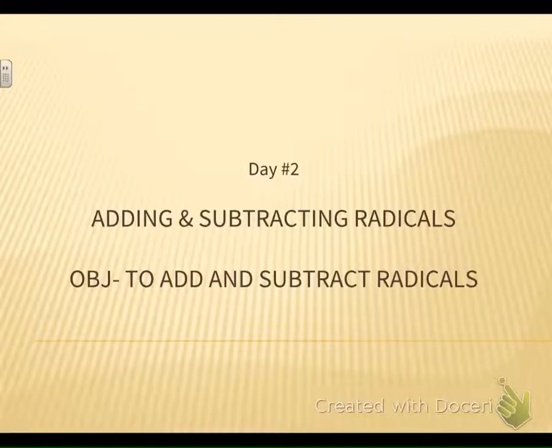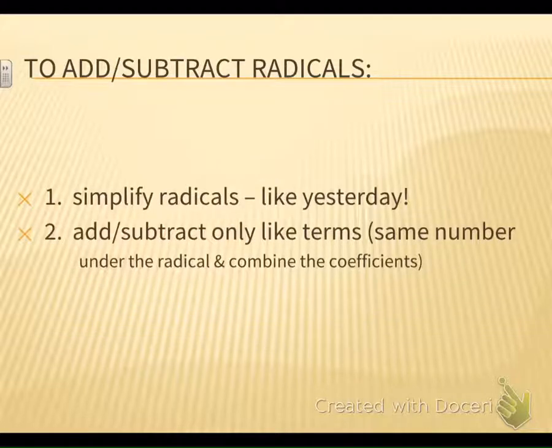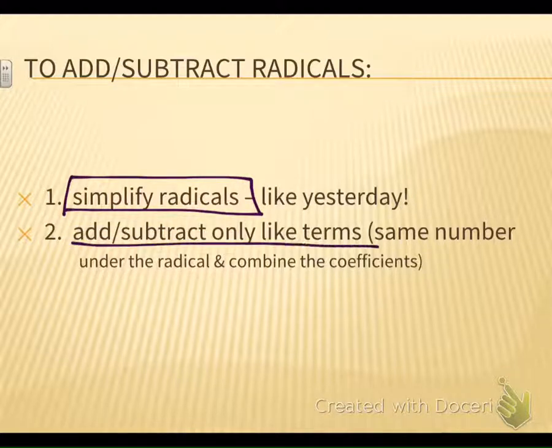Alright, day 2 is adding and subtracting radicals. Our objective is to add and subtract radicals. Okay, first thing you're going to do is simplify the radical, like we just did and what we did yesterday. Then add and subtract like terms. Like terms, they're the same number under the radical.